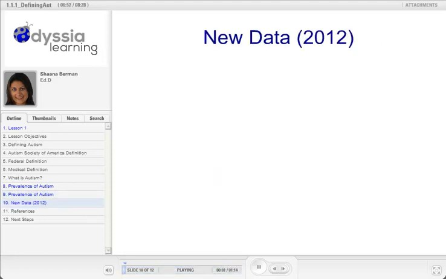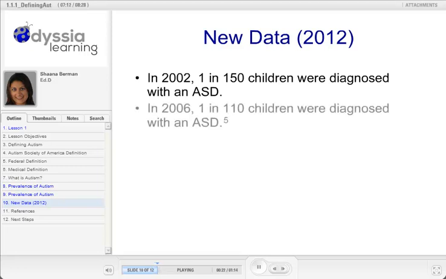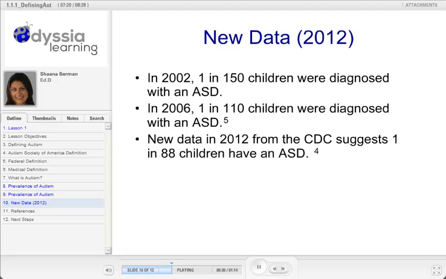In 2012, the Center for Disease Control released a study showing new data regarding prevalence of autism spectrum disorder. The data showed how the trend has changed over time. In 2002, 1 in 150 children were diagnosed with an autism spectrum disorder. In 2006, however, 1 in 110 children were diagnosed with an autism spectrum disorder. This new data supports that 1 in 88 children have an autism spectrum disorder.